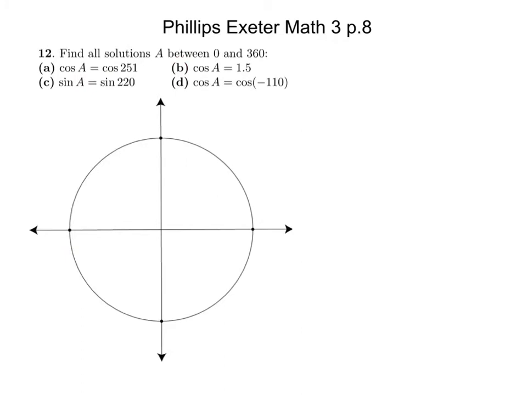Okay, now we're going to look at C here. We have sine of A equals sine 220 degrees. Once again, we want to start at 220 degrees. We need to begin at our positive x-axis and go counterclockwise 220 degrees. So that would be 90, 180, and then 220 would be somewhere in here.